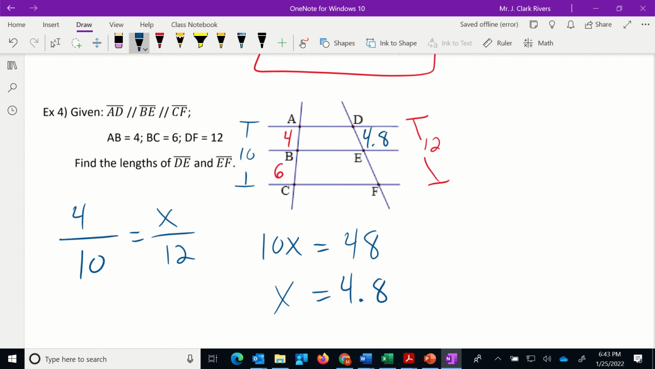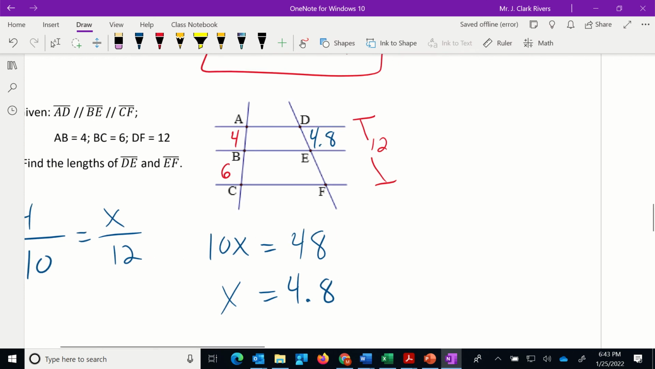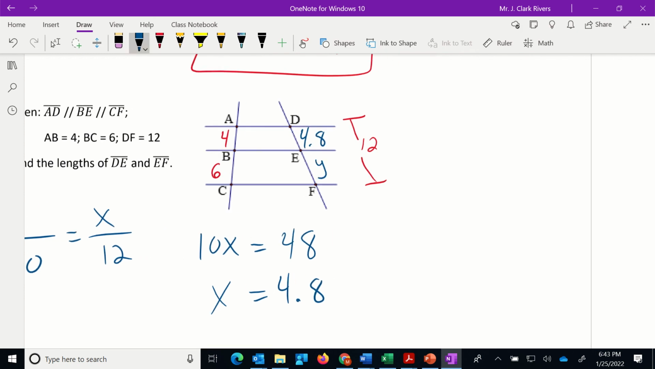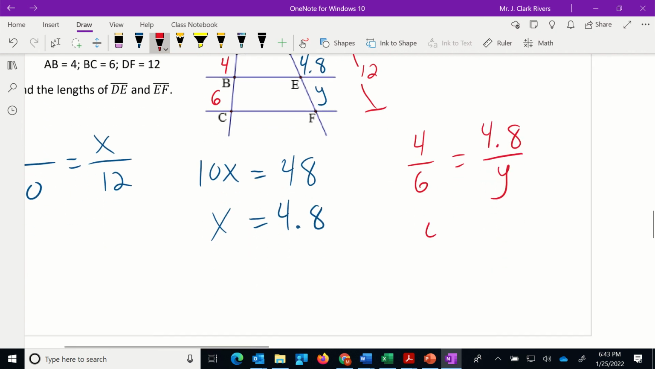All right, now I'm going to use the transversal theorem. We're looking for EF. I'll call this Y. I'll work it in red. Top over bottom equals top over bottom. 4 over 6 equals 4.8 over Y. 4 times Y is 4Y equals 6 times 4.8, 28.8.